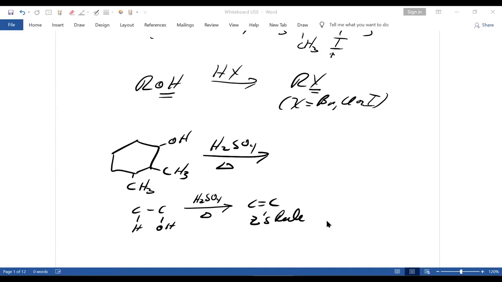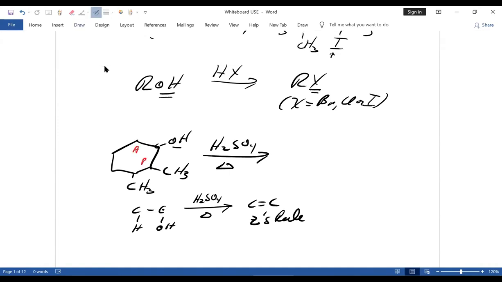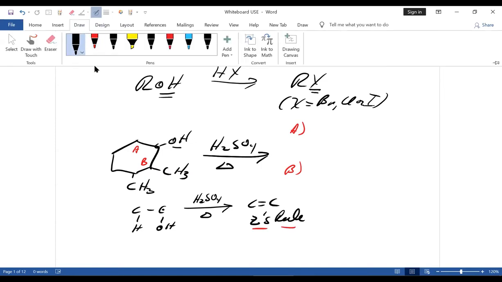Let's do this. All right, how do we do this? We look at this. Here's what's different. Hydroxy group on a carbon and adjacent carbon with hydrogens. Which are the adjacent carbons, A or B? So there are two possible, but only one is predicted by Zaitsev's rule. Well, how do we do that? We look at this carbon.